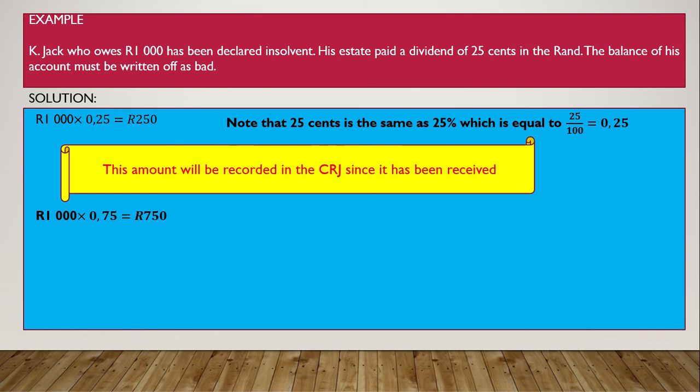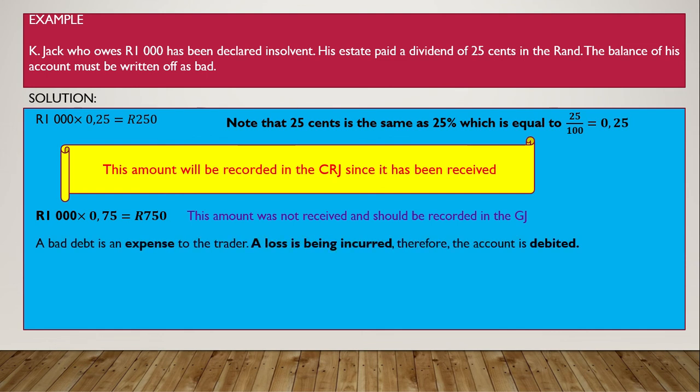Bad debt, guys. What is a bad debt? Please understand, bad debt is an expense to the trader. A loss is being incurred. Therefore, the account is debited. So we're going to debit bad debts. However, we're going to credit the debtor's name and the debtor's control, because the amount that debtors owe us will decrease. In this case, it will decrease by 750 rand.